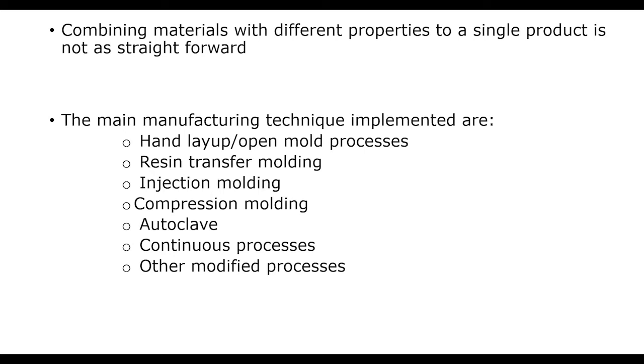These methods come with some modification for composite materials. And also we have autoclave and other continuous processes like pultrusion, which produces a product continuously. And also there are other modified processes. So there is a lot of variety available, and the area is still in current research because people want to manufacture as fast as plastic or metal.